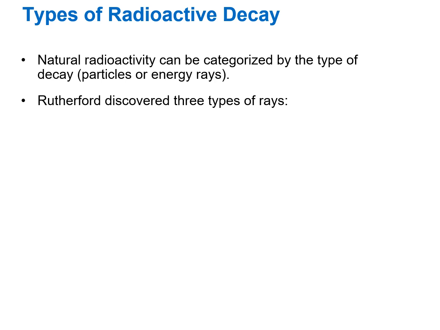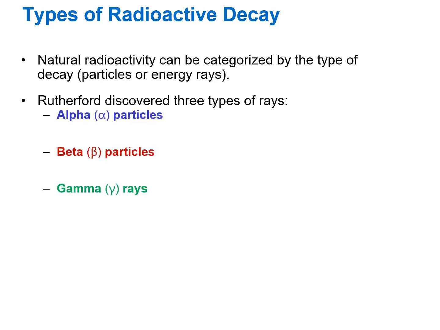So these guys weren't just hanging around, discovering one thing. They were doing a lot of stuff. So Rutherford gave us these types of rays. And the 3 types of rays are the alpha particles, the beta particles, and the gamma rays.